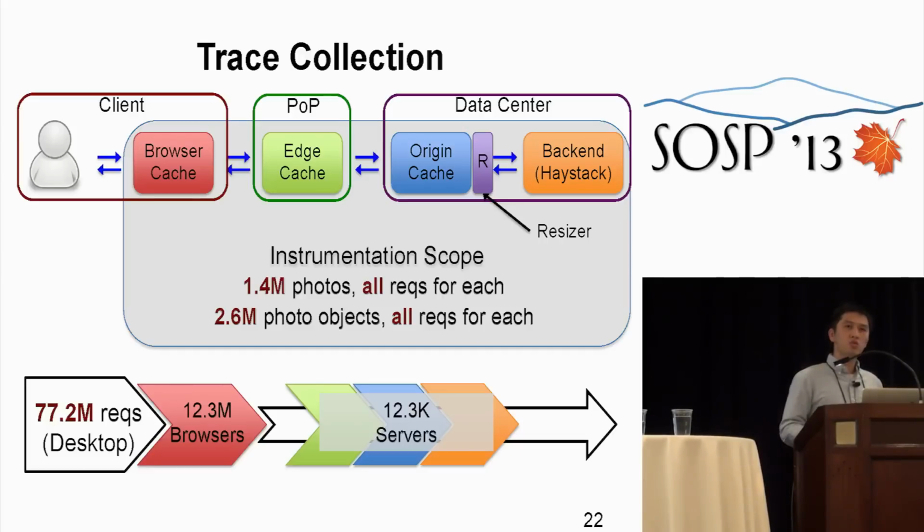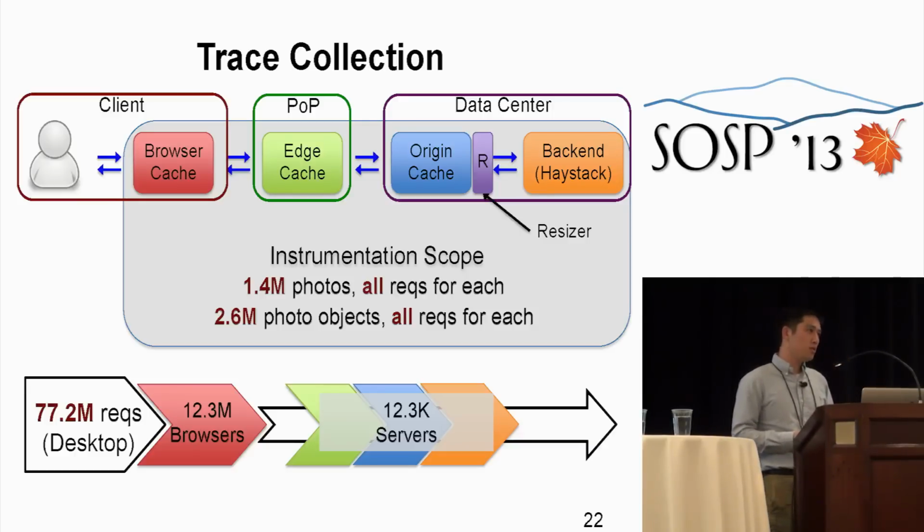And we conduct this instrumentation for a whole month, collecting over 77.2 million requests generated from over 12 million browsers, and watch them travel through over 12,000 servers, including both cache and storage. This is a really rich set of traces from a deep and distributed stack.